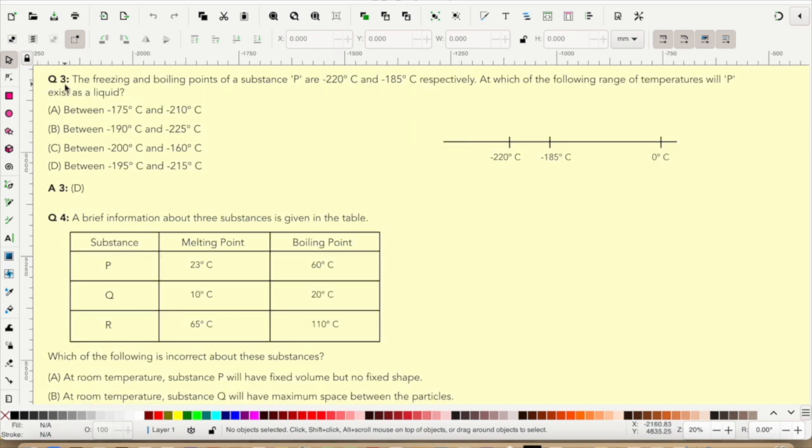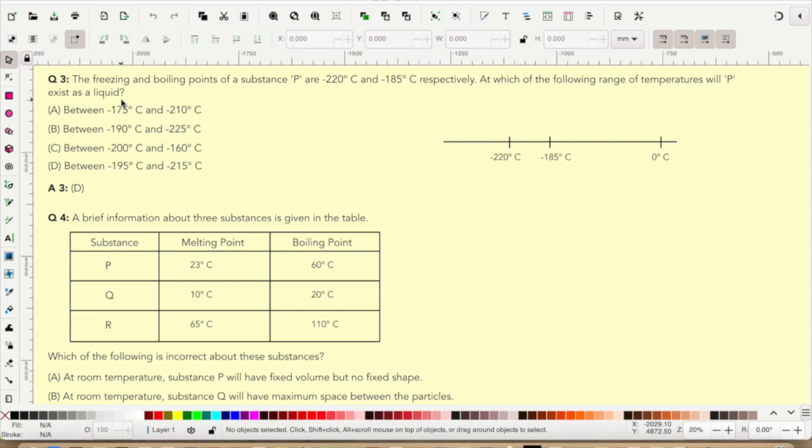Third question. The freezing and boiling points of a substance P are minus 220 degrees centigrade and minus 185 degrees centigrade respectively. At which of the following range of temperatures will P exist as a liquid? We know that water's freezing point is 0 degrees centigrade and its boiling point is 100 degrees centigrade. Between these two temperatures, water exists as a liquid.